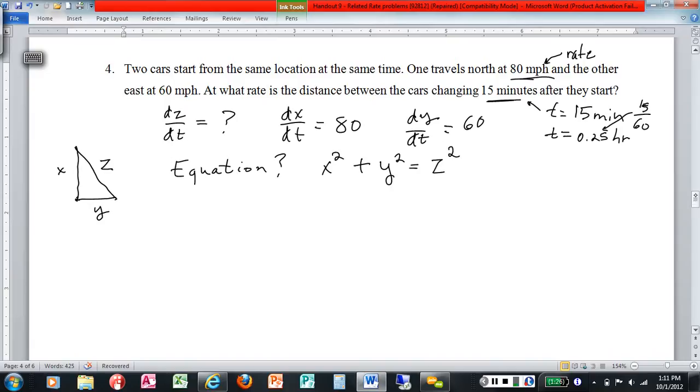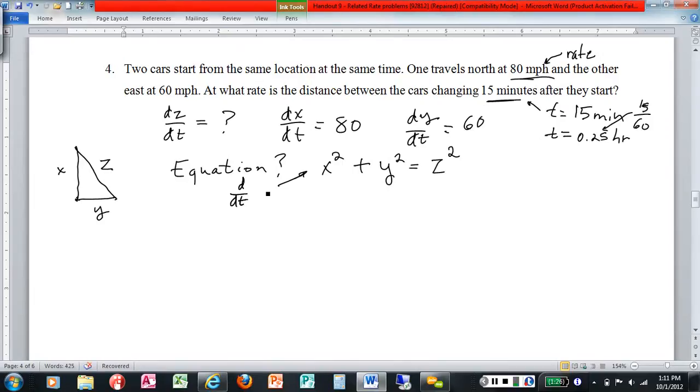What do I do next? Well, I'm interested in finding this dz/dt, right? So what would be the next step? Wouldn't it be d/dt both sides here? Take the derivative with respect to t? Yeah, d/dt those guys.